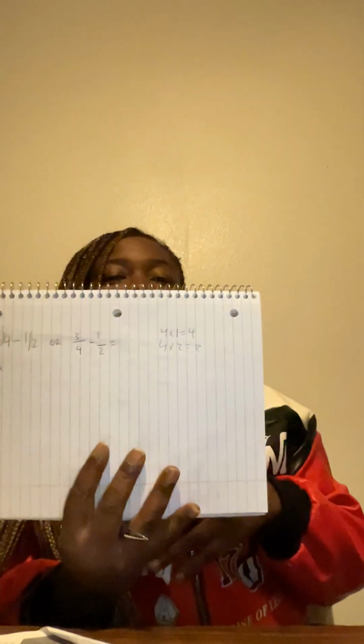The denominators are 4 and 2. Can anybody tell me a common denominator we can use to have both of these equal the same denominator? Okay, so I will help you out a little bit more. If we do our multiplications, 4 times 1 equals 4, right? And we can do 4 times 2 equals 8, just like that on the side.